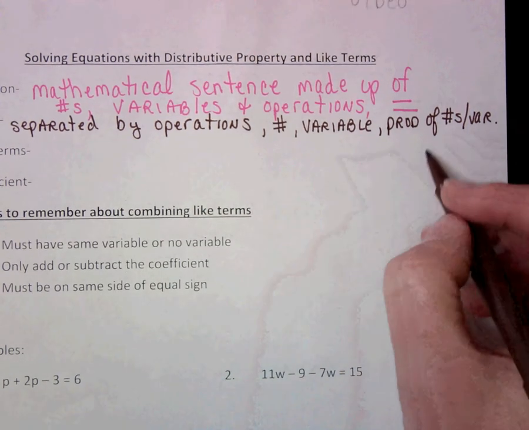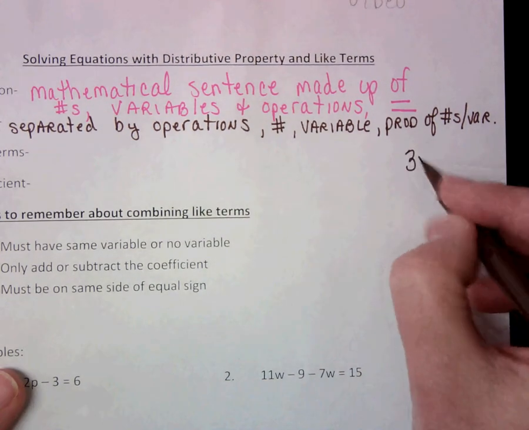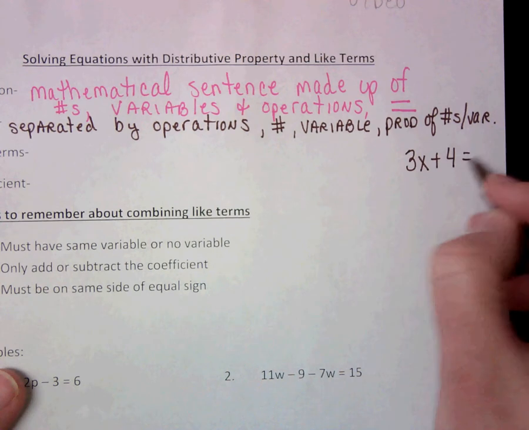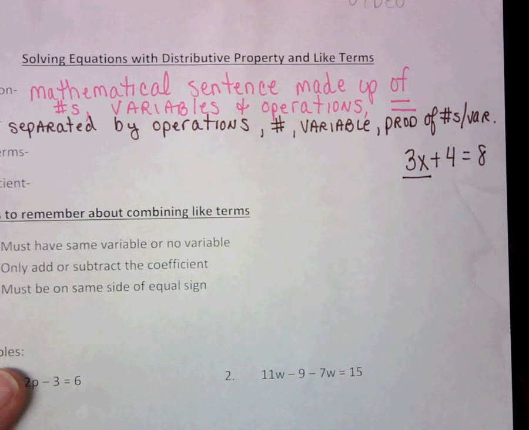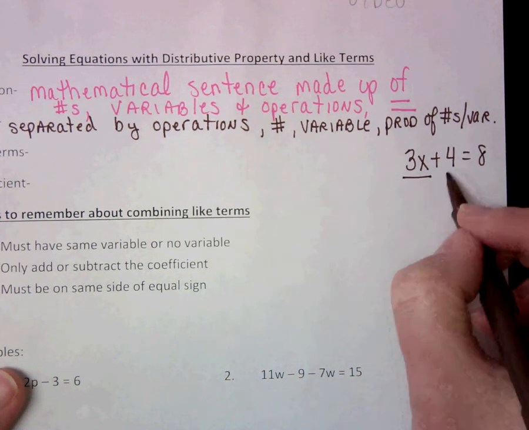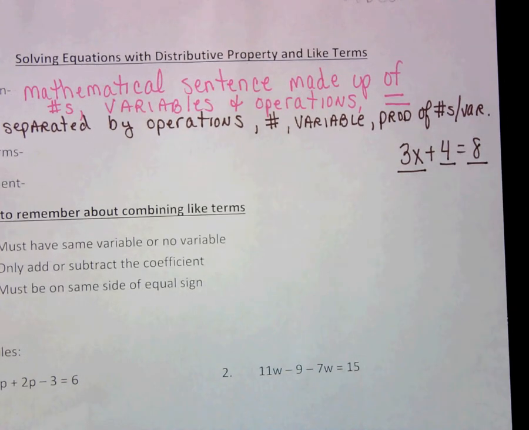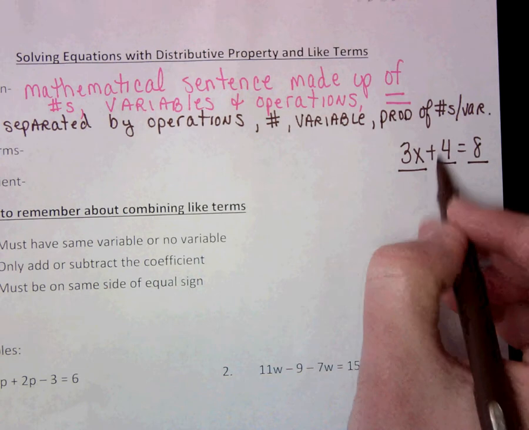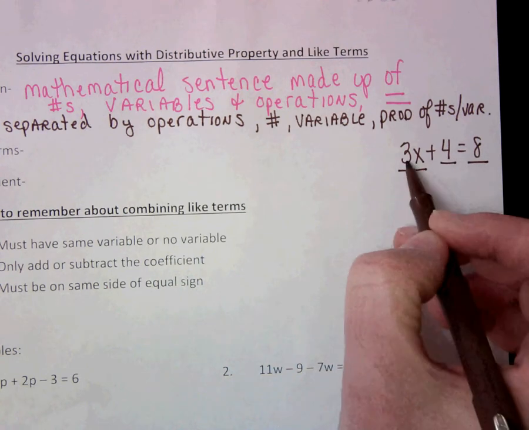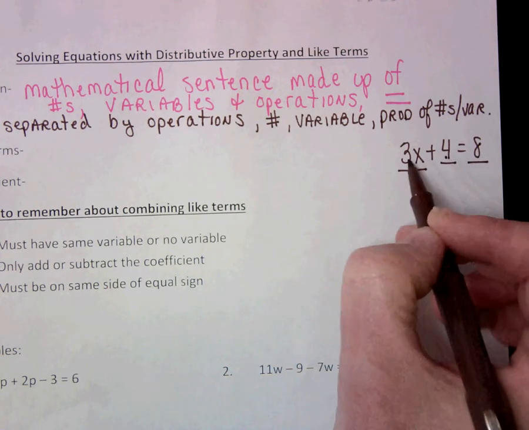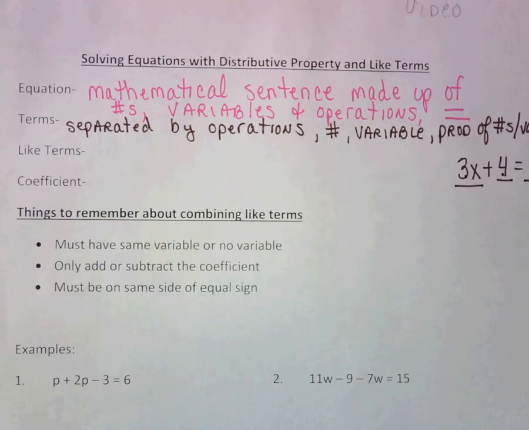So let me come over here. If I have the equation 3x plus 4 equals 8, 3x is a term, 4 is a term, 8 is a term. Okay? So see how they're separated by adding or the equal sign? Each one of these is a term. It's made up of terms.